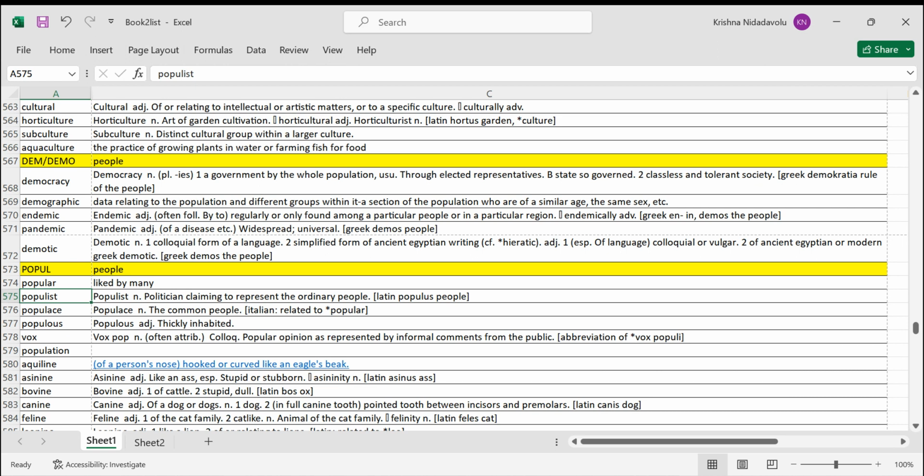Populous is thickly inhabited, numerous, densely settled. A lot of people having a large population at the same place. That is populous. Populous cities. Mumbai is a populous city.